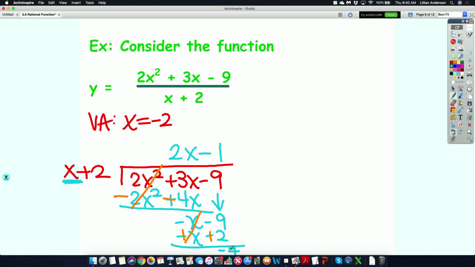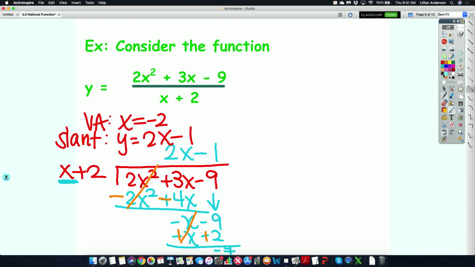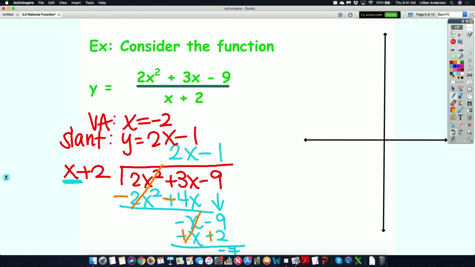But we're not concerned about that, okay? That remainder is not going to have any effect on the graph when we graph this. Our oblique, or our slant asymptote, is going to be that quotient, y equals 2x minus 1. And that is what we graph on our graph. It is a line that has a y-intercept of what? Negative 1 and a slope of 2.